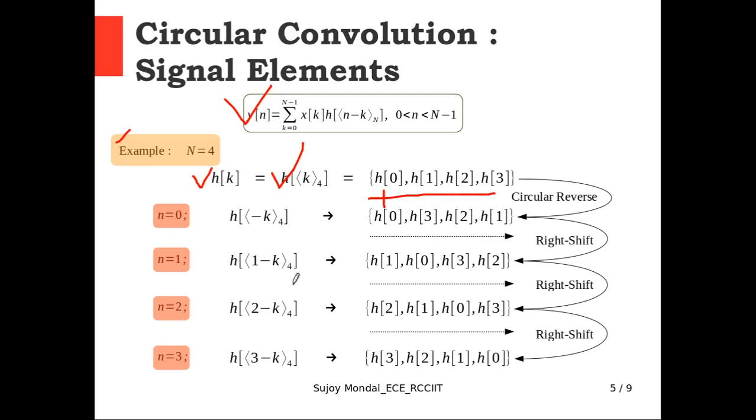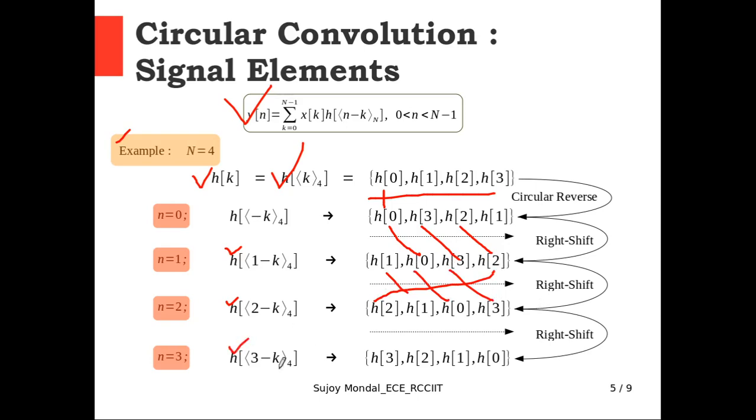Now for n equals 1, the second function is h of 1 minus k modulo 4. This is effectively a right shift of the previous sequence h of minus k. If we take a right shift, h of 1 comes first, then h of 0, h of 3, h of 2. Similarly for n equals 2, h of 2 minus k modulo 4, this is h of 2, then h of 1, h of 0, h of 3.